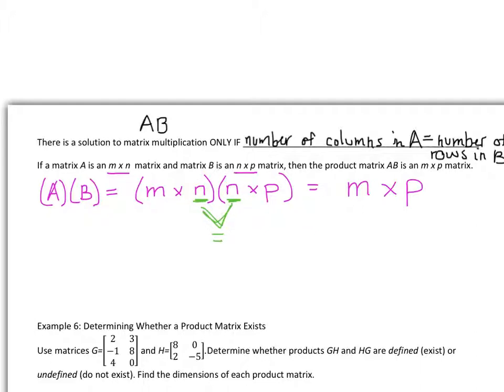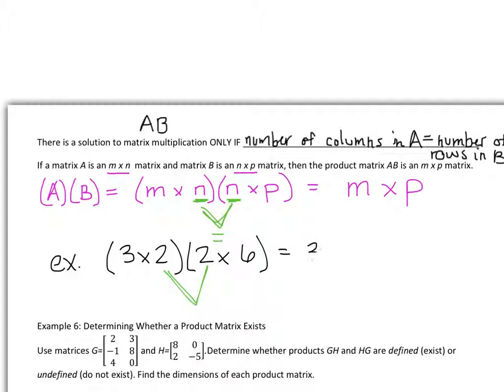Let's do an example with numbers. Say we have a 3 by 2 matrix and we're going to multiply it by a 2 by 6 matrix. Do the middle numbers match? Yes, so that's good. We can do this problem. And what will be the resulting matrix? What size will it be? 3 by 6. Just mark those out like you can't see them, and all you have left is 3 by 6. Sorry, I meant mark them out like that.